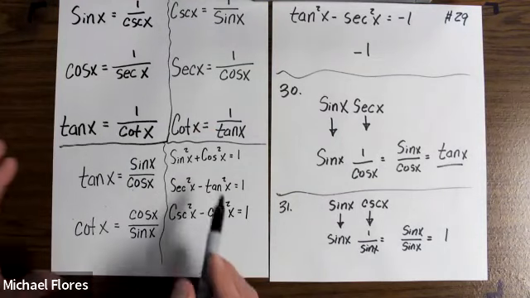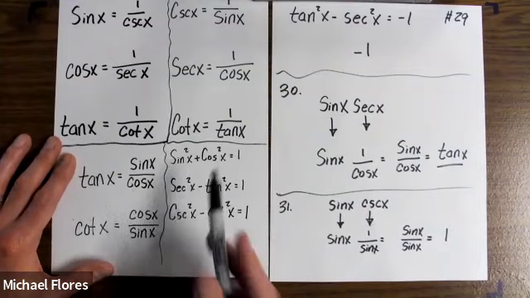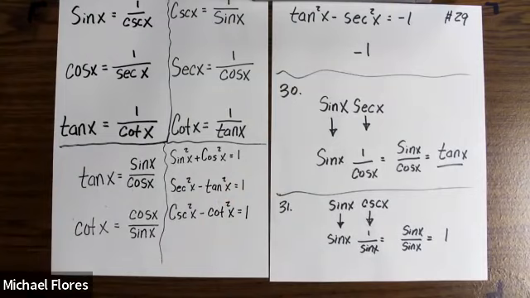And then for 32, it's sine squared of x plus cosine squared of x. Here's where that is right here. It's 1. Very good. Sine squared of x plus cosine squared of x is equal to 1. That's your answer. 1.